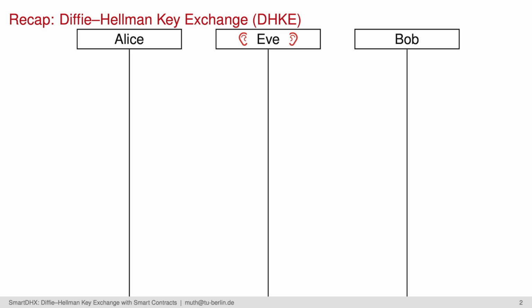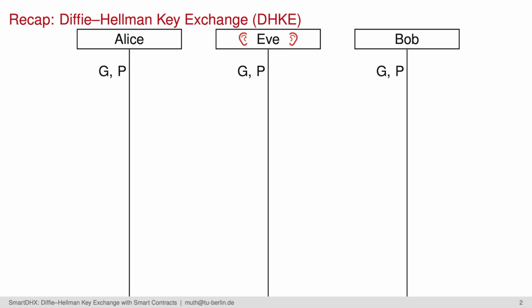First, a brief recap or introduction to Diffie-Hellman key exchange. What you can see here are three participants, Alice, Eve, and Bob. Alice and Bob want to establish a secure encrypted communication channel because they assume that their communication is being monitored by some stranger, Eve. For initialization, both agree on the parameters g, a natural number, and p, a prime number.